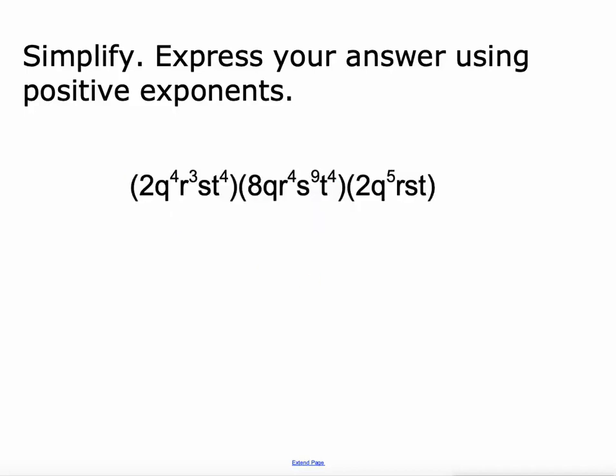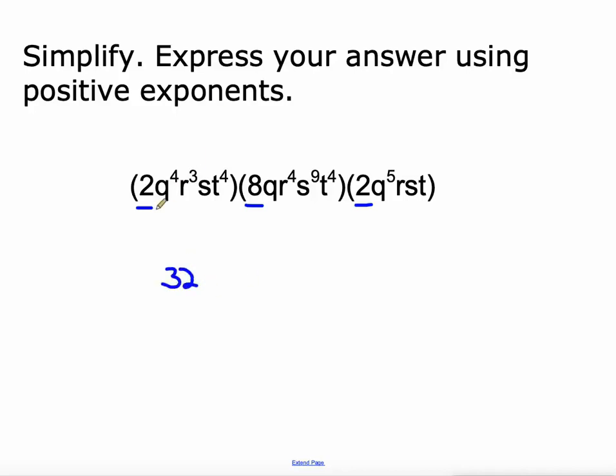A couple more examples. Oh boy, look at this. It's all multiplication, but it's a mess. Okay, let's take it piece by piece though. Math is a lot easier when you break it up into doable parts. So let's do 2 times 8 times 2. 16 times 2 is 32.